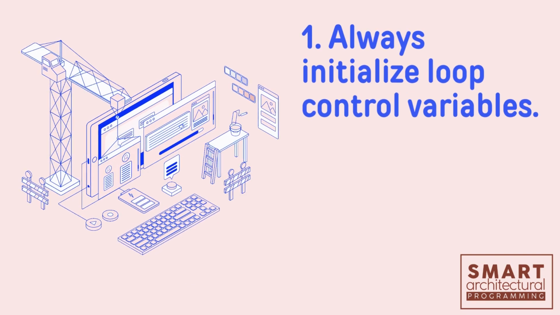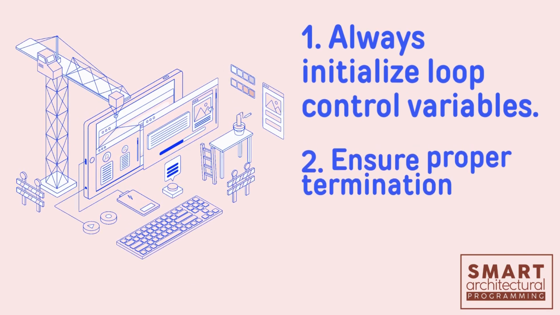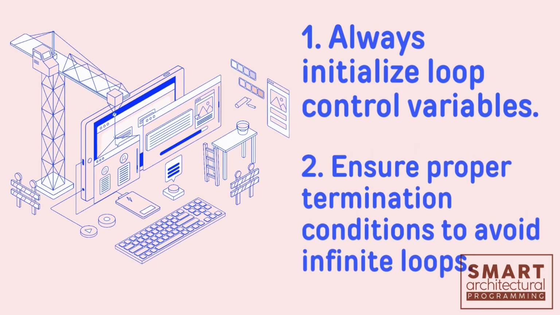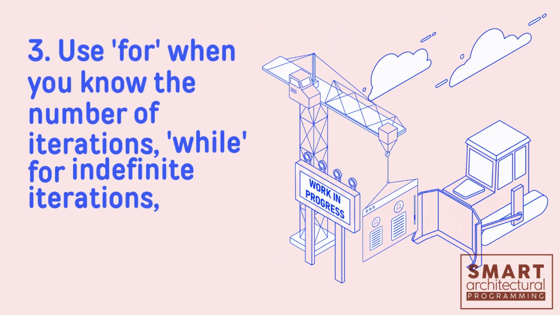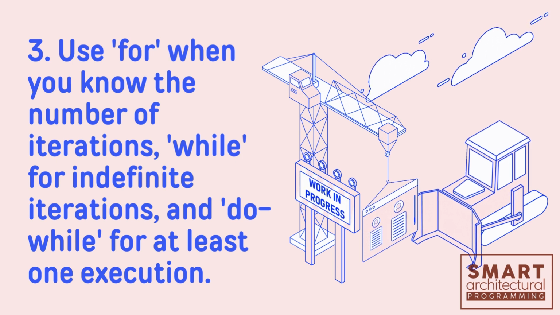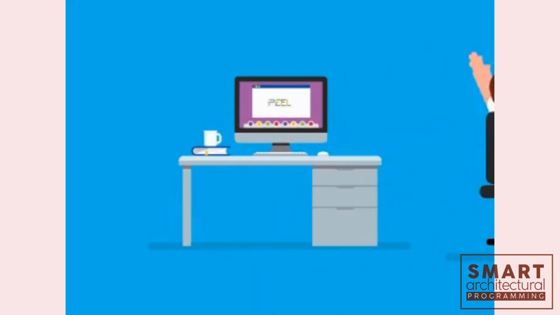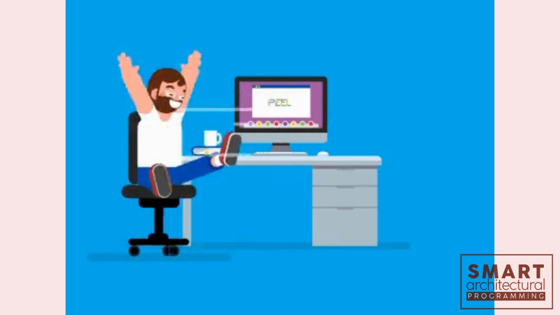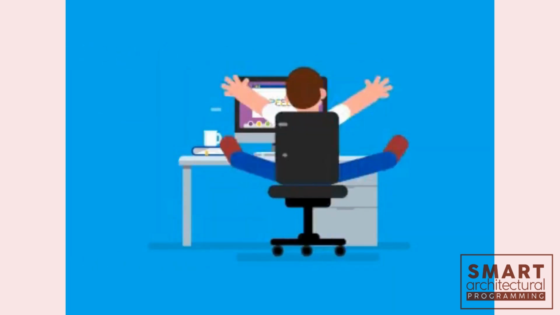Always initialize loop control variables. Ensure proper termination conditions to avoid infinite loops. Use for when you know the number of iterations, while for indefinite iterations, and do while for at least one execution. Congratulations! You've mastered loops in Java, essential tools for writing efficient and clean code.